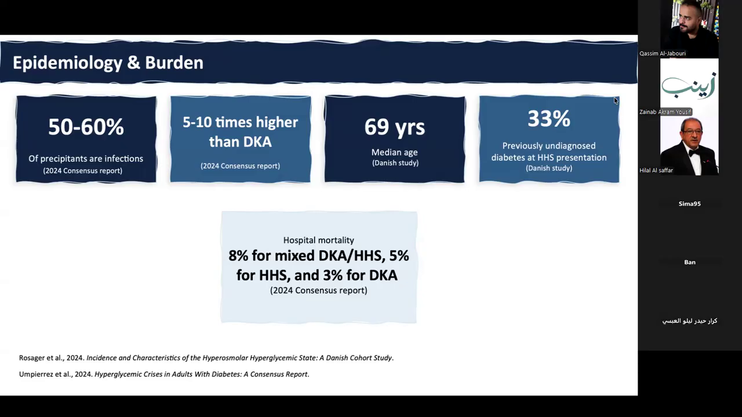60% of the precipitants are infection, but there are other precipitants that we need to keep in mind. And almost 1/3 of the patients who present with HHS are found to have this as the first presentation of diabetes. There is a high mortality noted in those with mixed DKA and HHS, and less so among those with pure HHS and pure DKA.